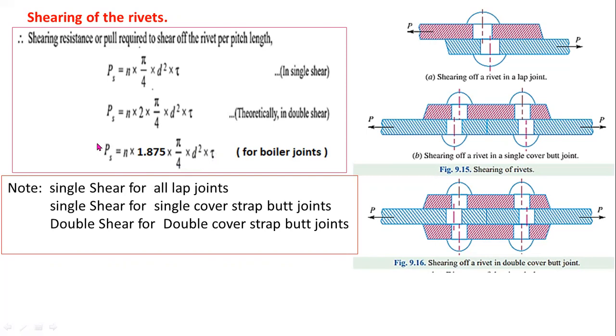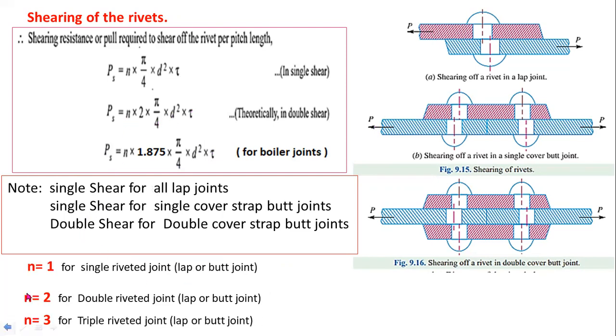For design of boiler joints, you have to consider this formula. Here tau is the shear stress induced in the plate material, D is the diameter of the rivet, and N is the number of rivets per pitch. N equals 1 for a single riveted joint, N equals 2 for a double riveted joint, and N equals 3 for a triple riveted joint.